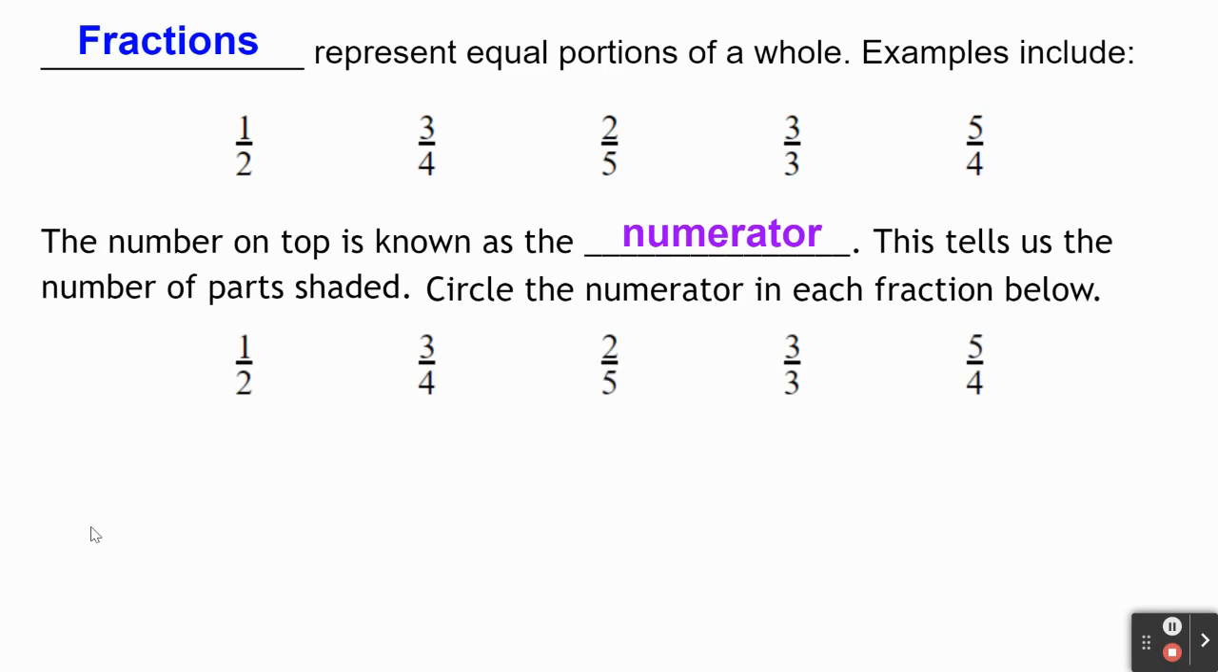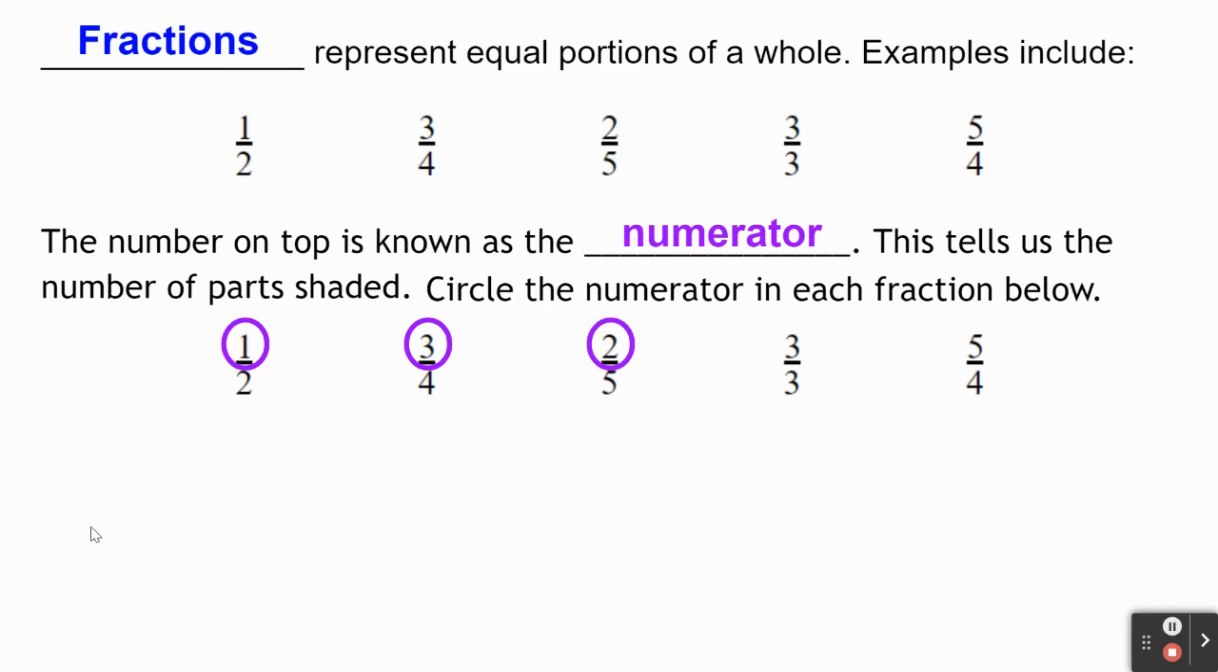So in 1/2, the number on top is 1, so that means we'll shade 1 out of the 2 parts. With 3/4, the numerator is 3, meaning we're going to shade 3 out of the 4 parts. For 2/5, the numerator is 2, meaning we're going to shade 2 out of the 5 parts.